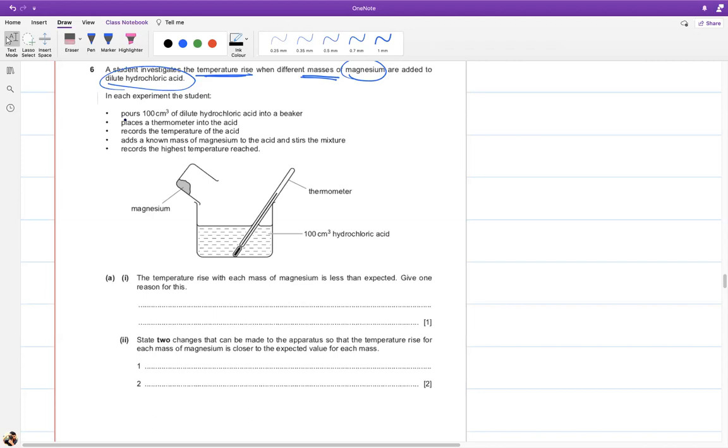Remember, wherever there is change you need two values. Just like for temperature you need an initial value and a final value, similarly for the mass of magnesium you need the mass of the container, and the mass of the container with magnesium. You subtract them, you'll know how much mass you have added. Records the highest temperature reached. Highest temperature means all of it has reacted.